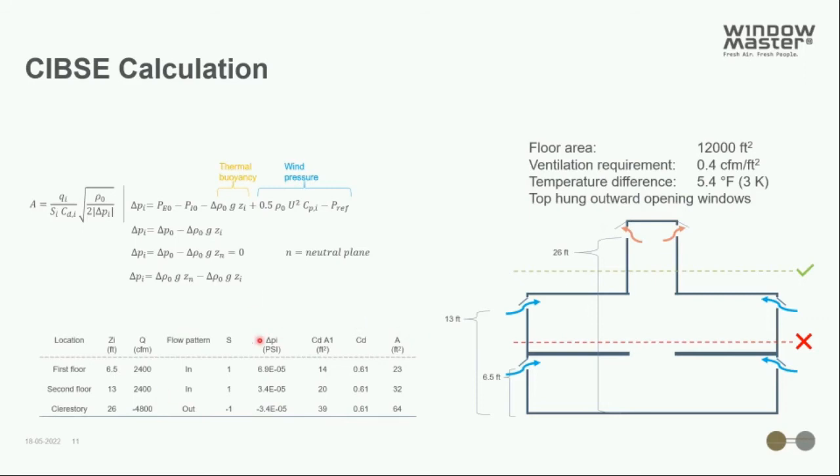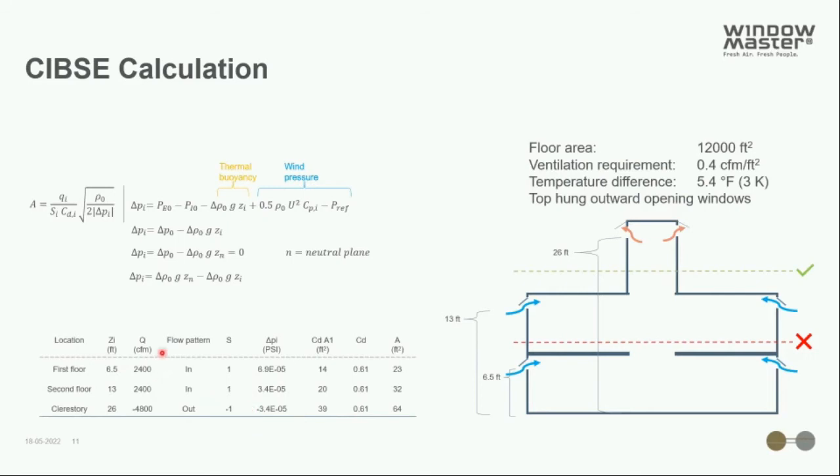When we then calculate the pressure difference between each opening and the neutral plane, we can see that the pressure difference will of course be the largest between the first floor and the neutral plane, because the distance is the largest. As we have located the neutral plane somewhere in the middle between the second floor facade windows and the clerestory to ensure the correct flow, you can see that the pressure difference will be equal, but with a negative pressure for the clerestory as the air is outgoing.